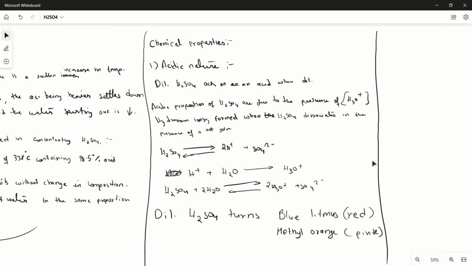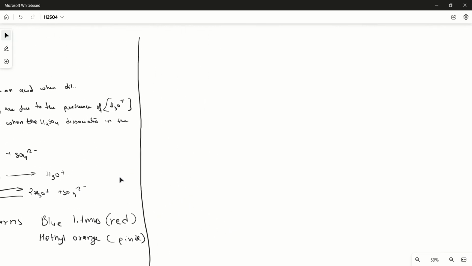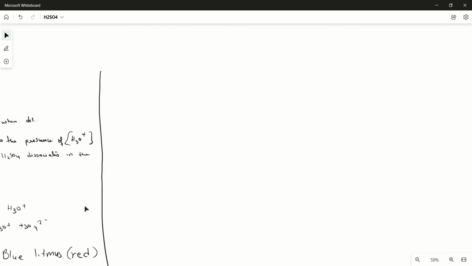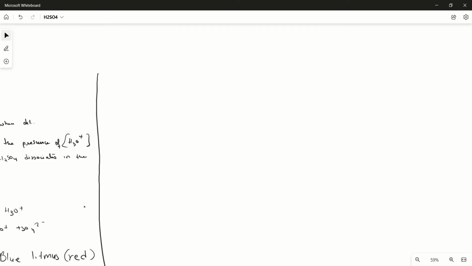Let's talk about the general reactions of dilute acid, of dilute H2SO4. So basically, the typical reactions of dilute acids.